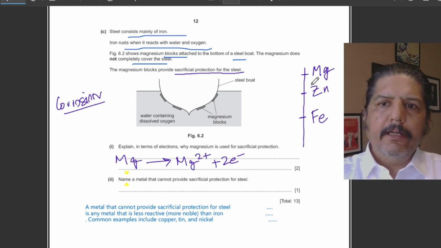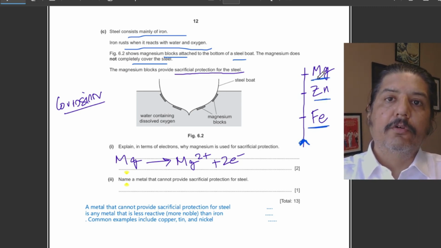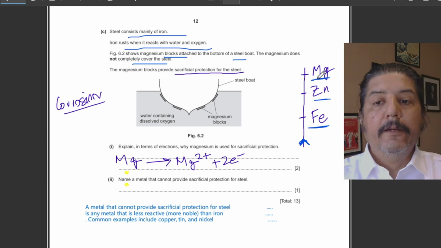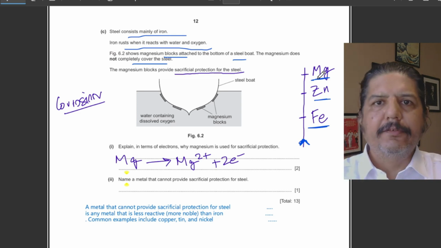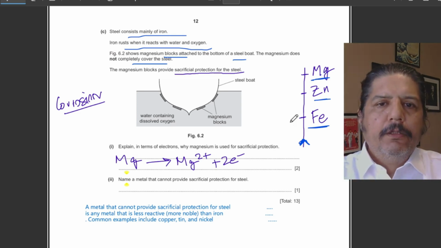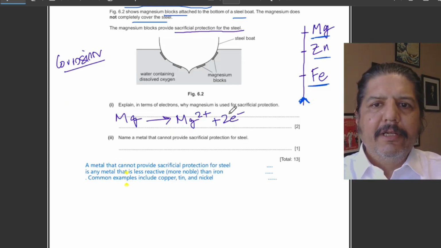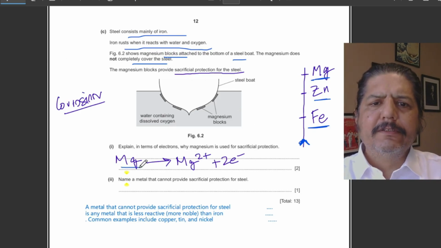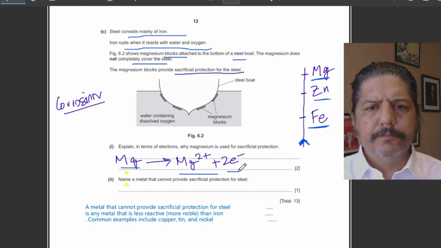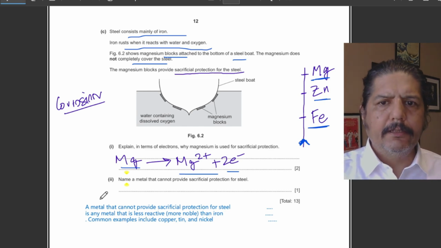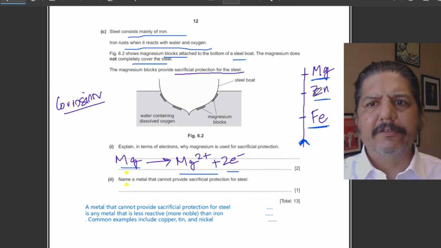Now, again, look at the reactivity series. You have iron here, you have zinc here, and magnesium is far more reactive than zinc and iron. So, in a way, it is also more suitable than zinc, so as to say. So, explain in terms of electrons why magnesium is used as a sacrificial protection, because it is there to give out electrons. I mentioned the reactivity series also, so that you can compare between magnesium and zinc.